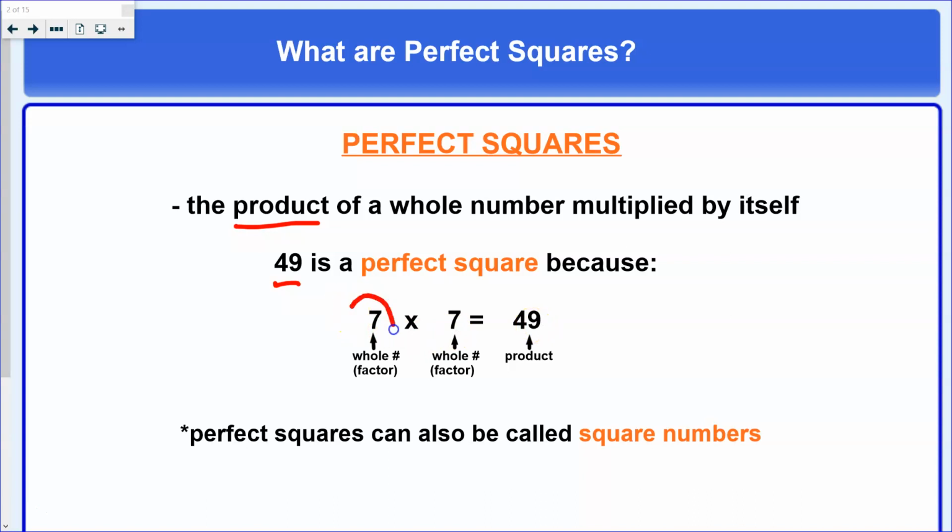So you're going to hear a number multiplied by itself in here once in a while, or you're going to read about it, and that's exactly what that means. 7 times 7 equals 49. 49 is a perfect square. And perfect squares can also be called square numbers. All right, so 49 is a square number because a number times itself equals it.